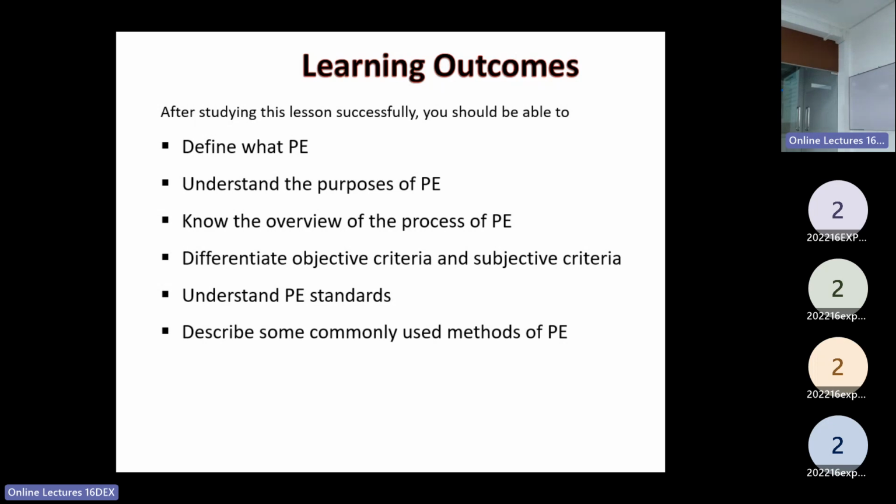Then we will describe some commonly used methods of performance evaluation. There are many methods of performance evaluation. There are some popular, widely used methods. So we are going to discuss some of the widely used methods of performance evaluation. Finally, we are going to discuss some of the problems associated with the evaluator.